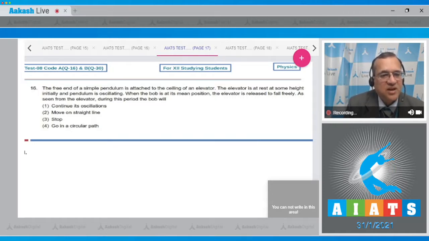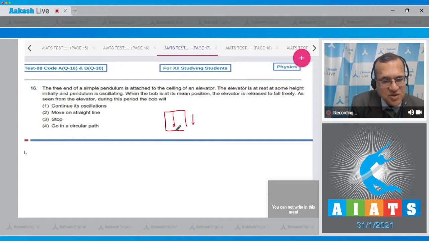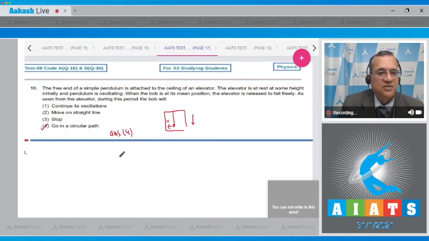As seen from the elevator during this period, the bob, which was oscillating, is now at the mean position, but it has velocity. Due to inertia, it will continue moving, but there is no other force acting on it because it becomes weightless. So it will complete the vertical loop. So option 4 is the correct answer. It will move in a vertical circular path.